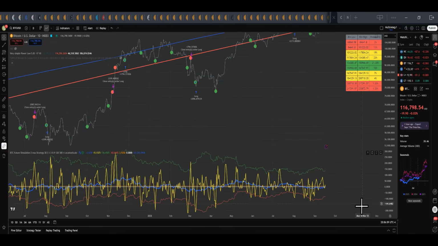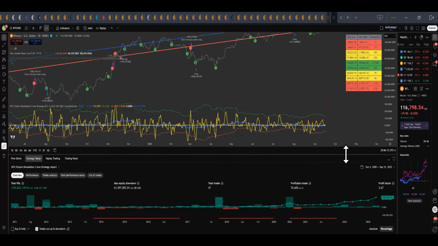Now, the beauty of doing it with TradingView is that it gives you the stats, and it says that this thing was 77% right. So 77% of the time you had a gain, and when you had a gain, your wins were 3.67 times larger than your losses. These are the two main parameters to judge how good the trading strategy is.